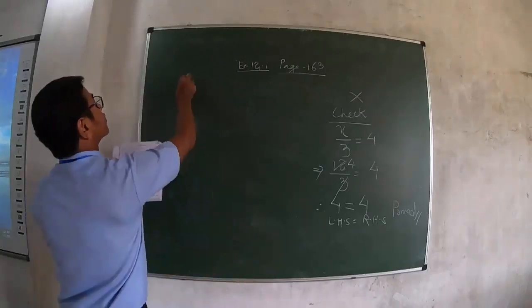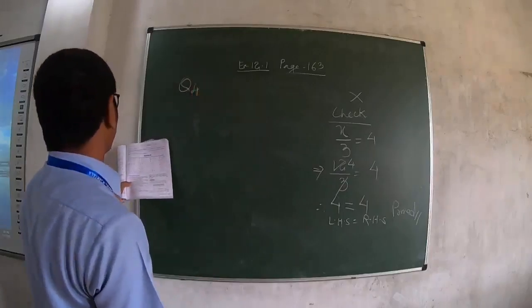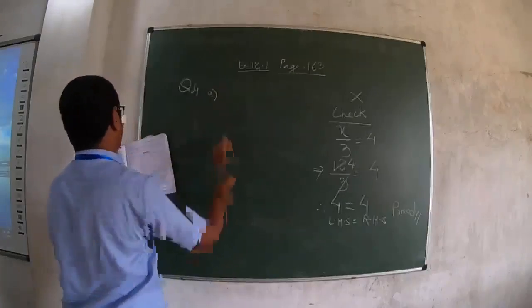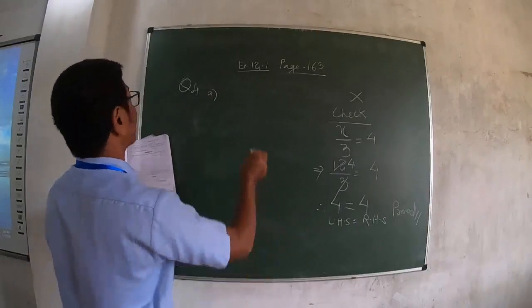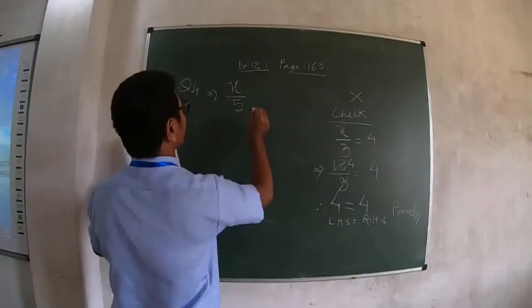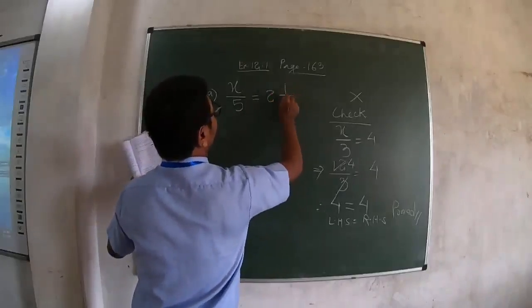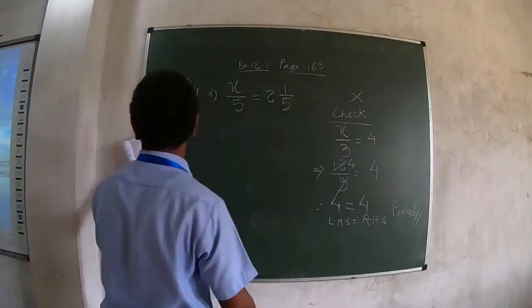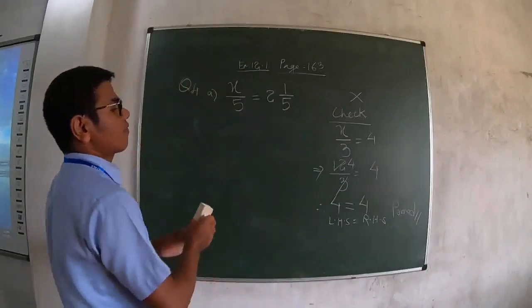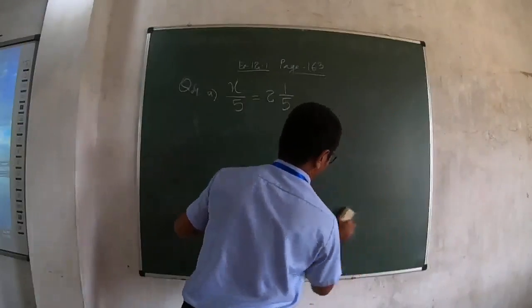Children, question 4. Question 4a. x by 5 equals to 2 whole 1 by 5. x by 5 equals to 2 whole 1 by 5.